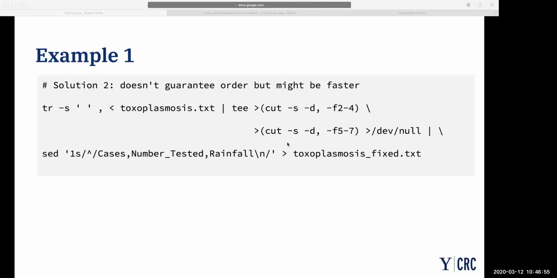So if this file were many gigabytes, then maybe this would be the more desirable one, as long as the order isn't guaranteed, because tee doesn't really guarantee the order of which it outputs from this and this subshell. And so this is a slightly more brittle solution to the same problem. I'm going to pause here again and ask if there are any questions about this zany solution.